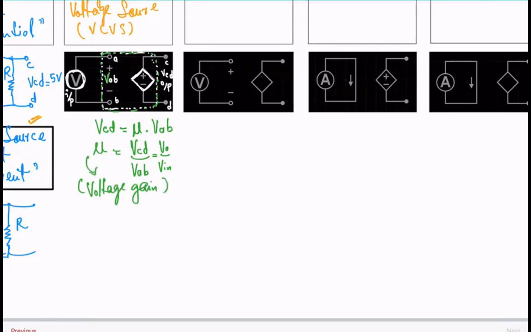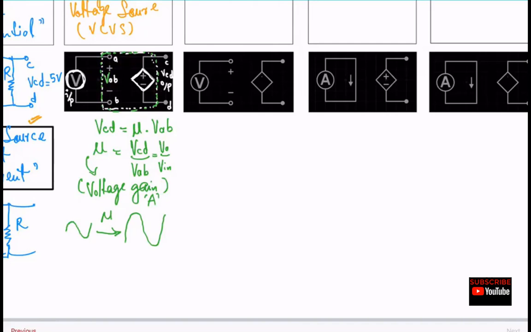So what's happening over here? Say you have a small, tiny voltage over here and you want to enlarge it. Say you want to make it 10 times bigger, so you get something like this at the output. So this mu comes in as an amplification factor. In some books, it is also symbolized as uppercase A.